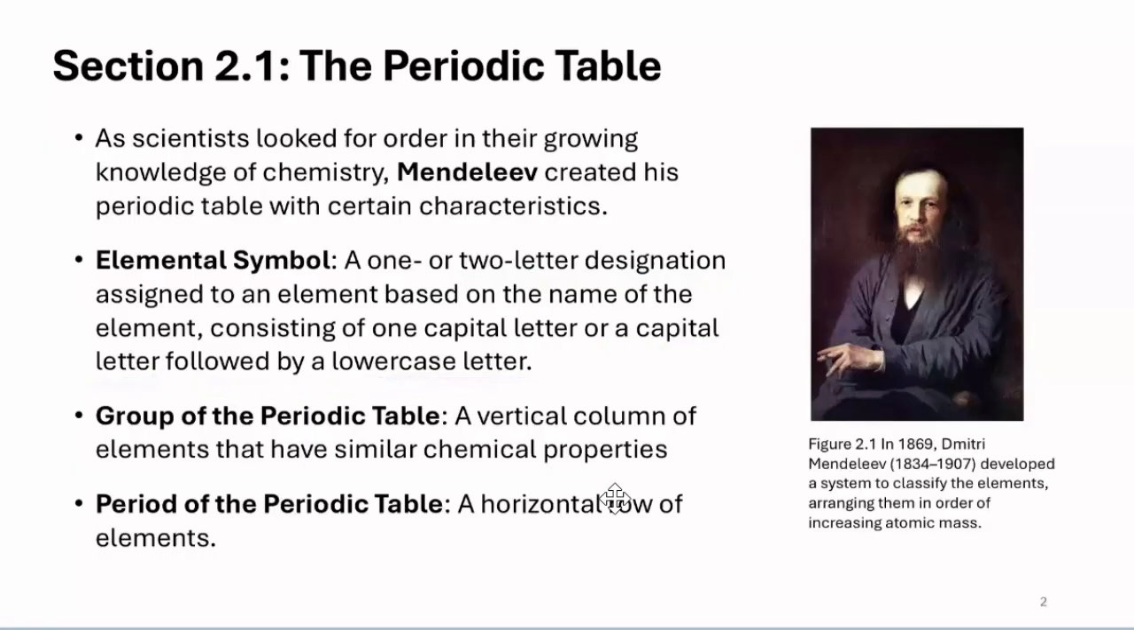Additionally, the periodic table has vertical columns where elements have similar chemical properties, and that is known as the group. The periodic table also has horizontal rows where we can find elements, and those horizontal rows are known as periods.